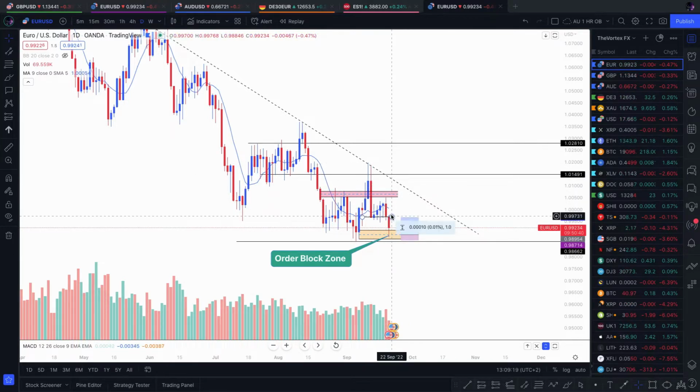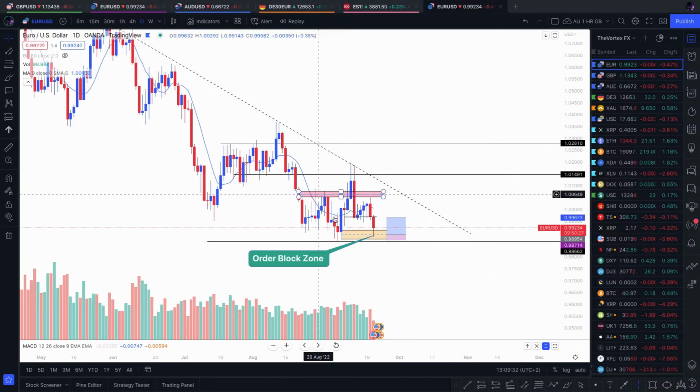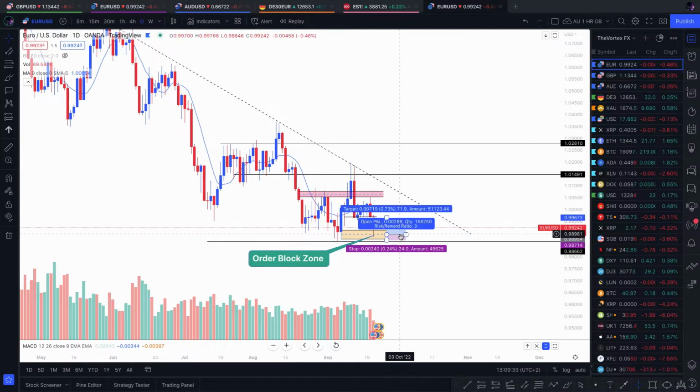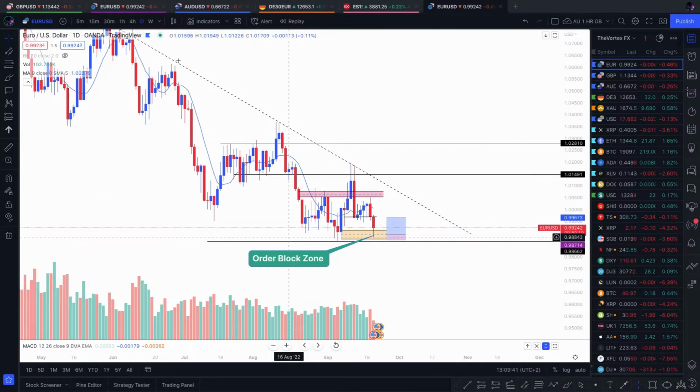The bears came and took control and took us back within this previous range that we have been in for the past month, since the 22nd of August. Today is the 21st of September. We have been ranging in this zone for a month, and we are currently sitting at the bottom of this zone. Now this is the daily time frame, so let's switch to the 4-hour view.